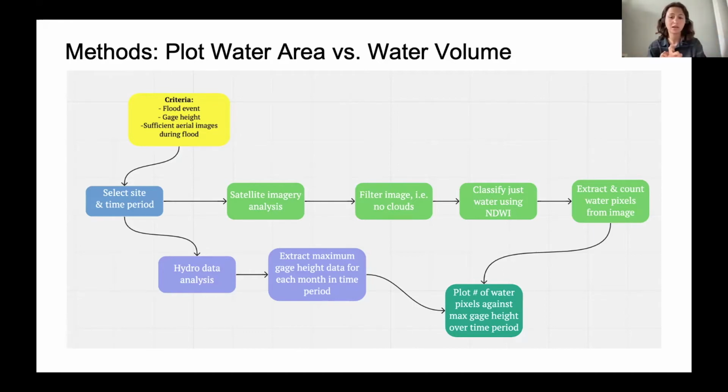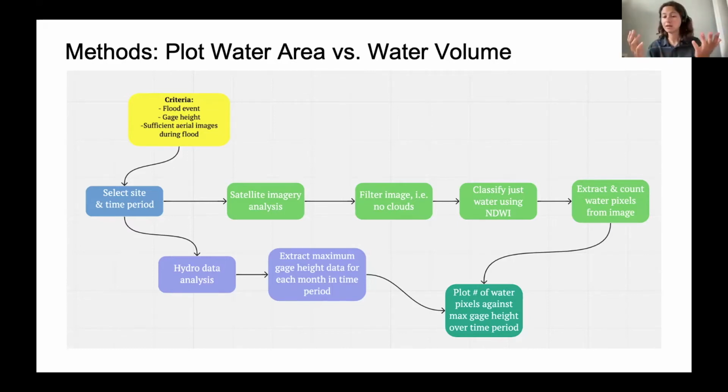And the last criteria needed is satellite images that can actually see through the clouds during flood events, because as you can imagine, flood events often happen when there's high precipitation and cloud coverage, which can affect how well satellites can produce clear images of the ground. So once we selected our sites, we completed analyses on both the satellite imagery and the hydro data.